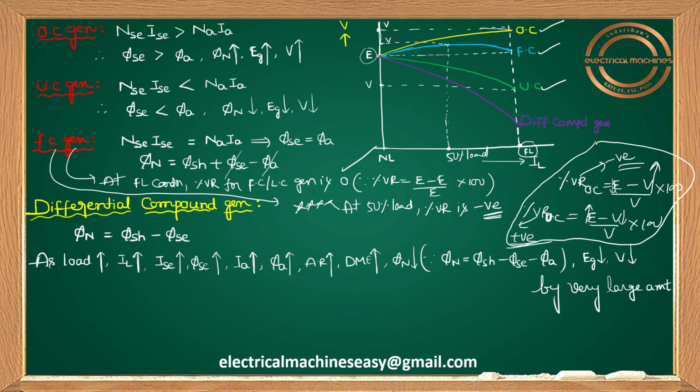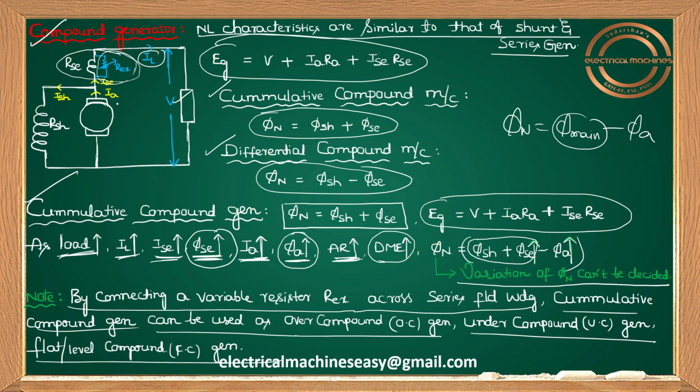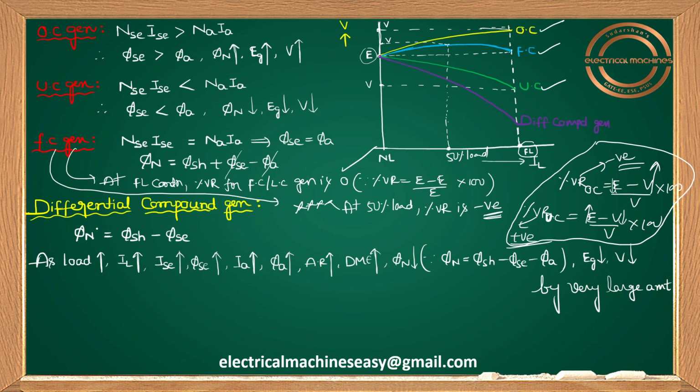Okay, next guys, very important, what about differential compound? I told you the differential compound generator also comes under long shunt or short shunt, your wish. I have taken the example of short shunt once again. In short shunt, you know the formula E equal to V plus Ia Ra plus Isc Rsc. And you know in a differential compound generator, the main flux equals phi SH minus phi SC. Here my question is, as load increases, that means IL increases.